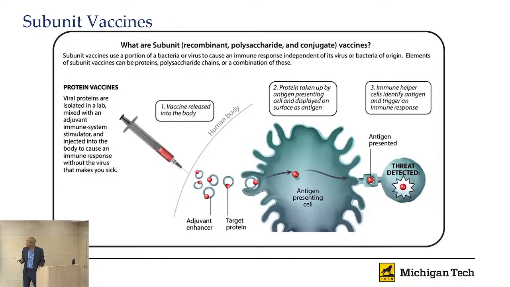Subunit vaccines. What are they? It's a recombinant, polysaccharide or conjugate vaccine. So what they do, it's a viral protein. When it's called a subunit vaccine, it's a viral protein. They isolate it. You can do recombinant technology nowadays. You have the protein, then you cleave those proteins, purify them by chromatography, and you have that antigen ready.